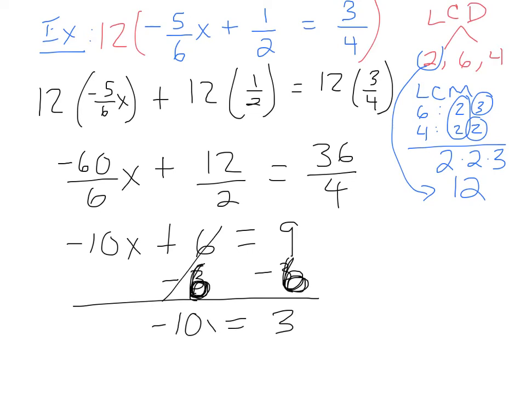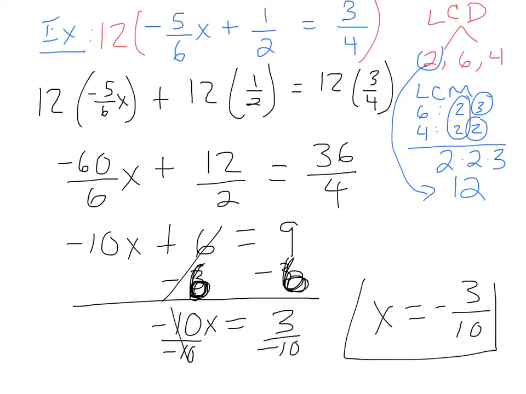And we find that x is being multiplied by negative 10, so divide by negative 10. And you have x is equal to negative 3 over 10. Beautiful. So the hard part is just figuring out the LCM, identifying it as 12, multiplying through, and then it becomes easy. It becomes an equation that's very easy to work with.